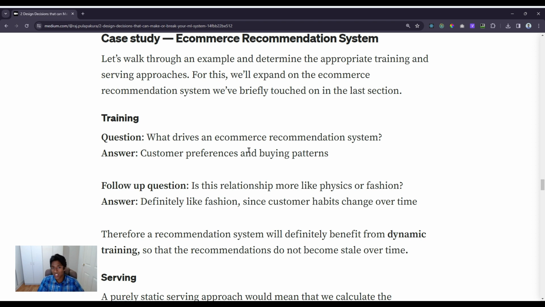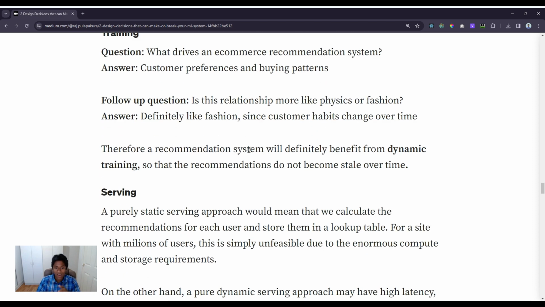So, is the relationship more like physics or fashion? Well, in this case, it would be more like fashion, right? Because customer preferences are changing over time. Therefore, a recommendation system will definitely benefit from dynamic training, so that recommendations do not become stale over time.